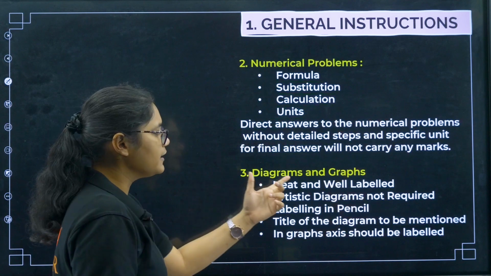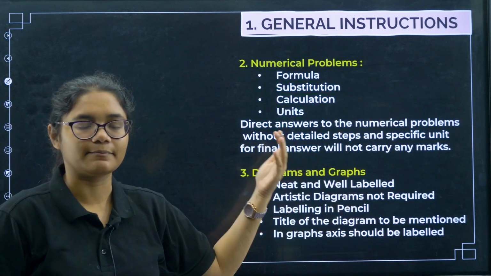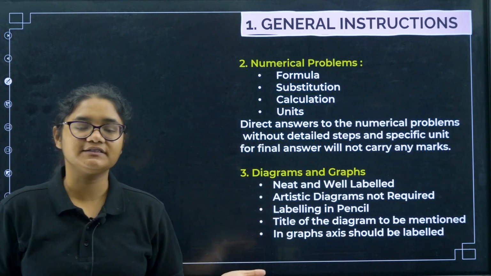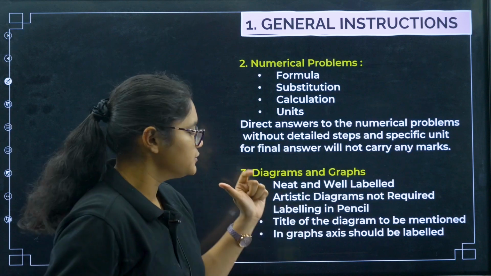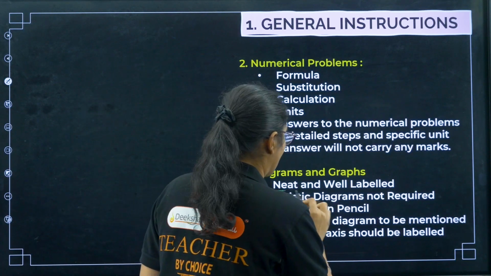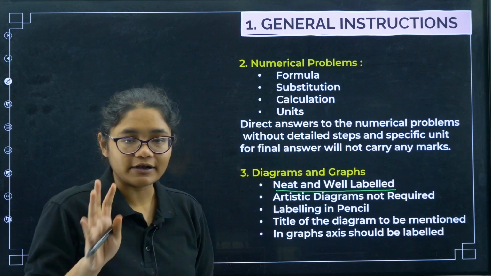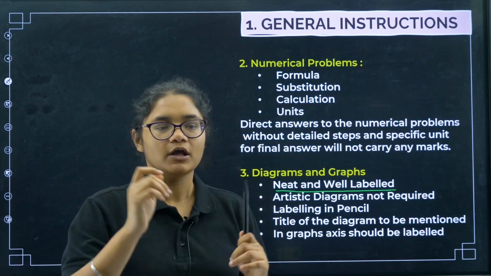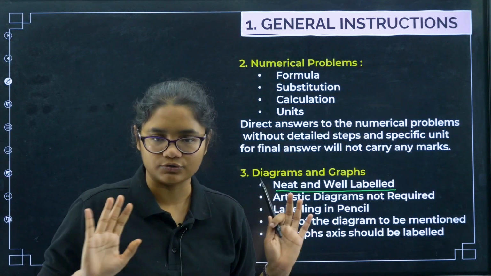Okay, next, if you are drawing any diagram, for example in biology, in chemistry, in physics also, you might have some diagrams. So these are the points that you need to take care of. First, a neat and well labeled diagram. Your diagram should be neat, not too much erasing and all.